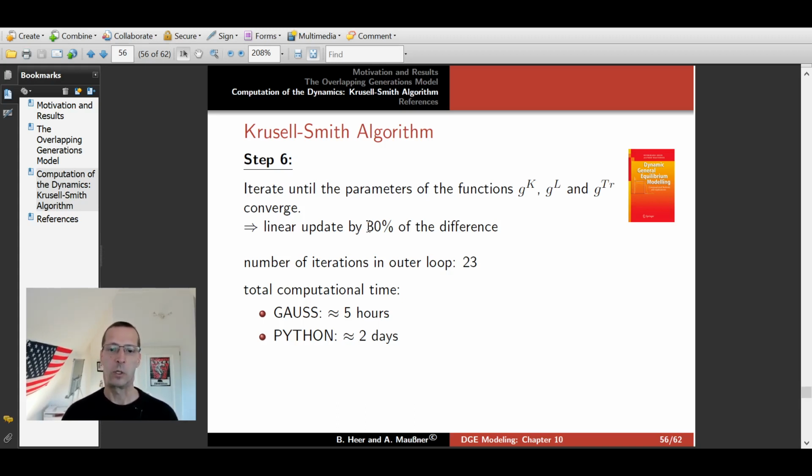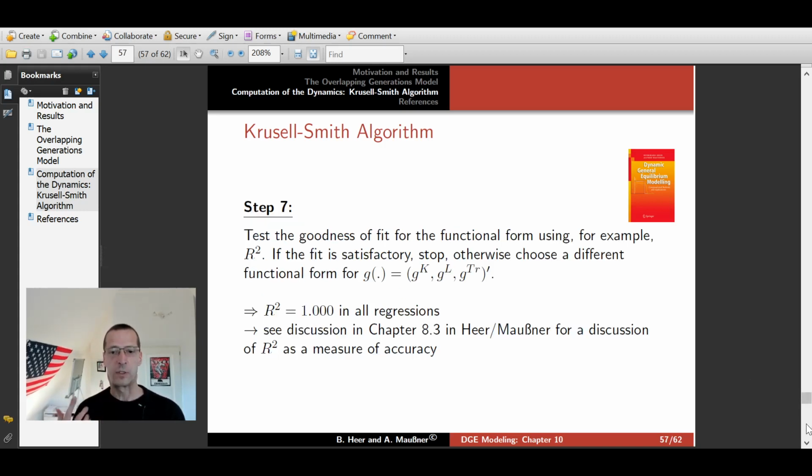So in total, we need 23 loops in this outer loop over our parameters omega in the functions jk, jl, and j transfers. Total computational time, as I mentioned before, is 5 hours in Gauss and 2 days in Python. Now we test the goodness of fit. R squared is equal to 1 in all regressions, and there is a discussion of this goodness of fit measure R squared in Herr and Maußner. There are some arguments about this R squared. I will not get into the details here. Please check chapter 3 in our book.